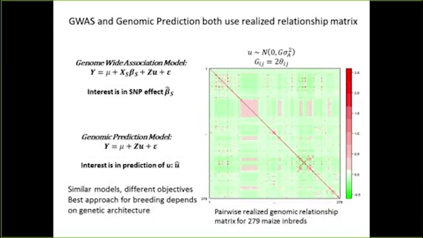The other part, the genomic prediction model, is saying, I don't care about any one individual effect. I think my trait is mostly polygenic. Any one SNP is not given as much importance as any other SNP. It's totally democratic. It's a vote, right?